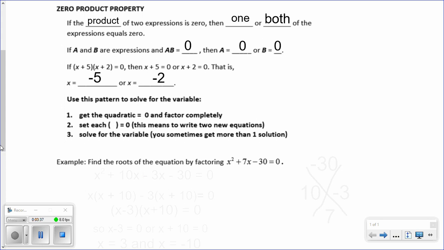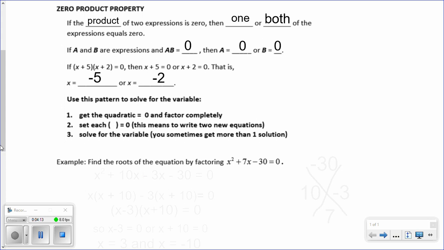So, 1, get the quadratic to equal 0 and factor completely. That means you might just change y to be 0, or you might have to manipulate the equation a little bit, try to get all your terms on one side so it equals 0. And then you go ahead and factor it using magic X, factor by grouping, GCF, all those things are still applicable here. 2, set each parentheses, each binomial, each factor equal to 0. So you're going to write 2 equations. Typically you're not going to see more than 2, because we should only have 2 solutions, right? Yeah. 3, solve for the variable.